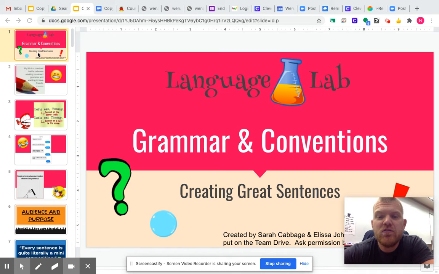So today we're going to get into our language lab grammar and conventions, and we're going to be working with creating sentences. And you're probably thinking, creating sentences, I know how to do that. Well, we're going to get into the foundations and the fundamentals of creating sentences, and we're going to start with simple sentences, okay?